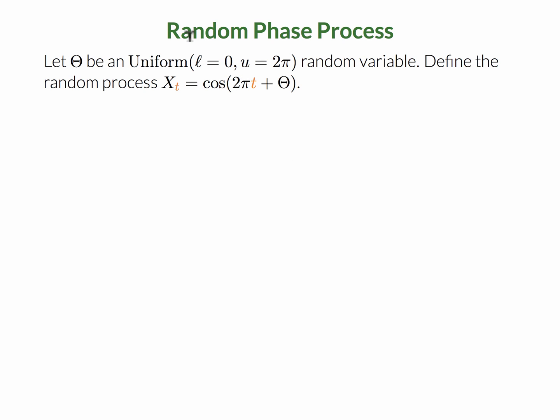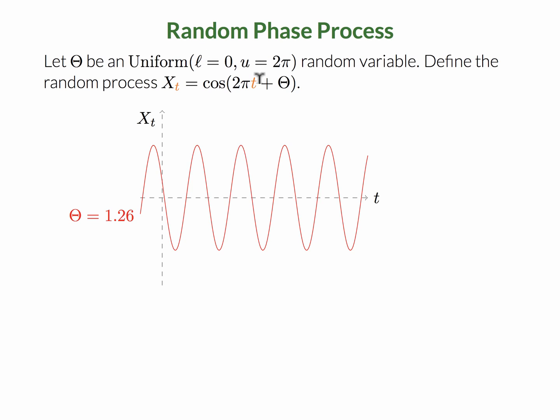A related process is the random phase process. This one is like the random amplitude process, except now the phase of the sinusoid is random instead of the amplitude. We'll assume that the phase is uniformly distributed between 0 and 2 pi. Let's look at a few realizations of this random process. If we generate theta from this uniform distribution and it happens to be equal to 1.26, then our random signal is cosine of 2 pi t plus 1.26, and that function looks like this.